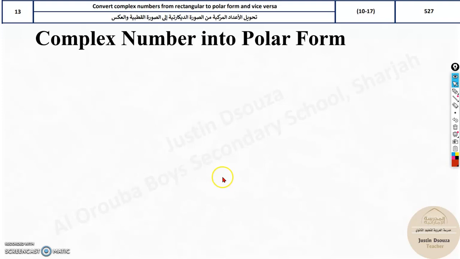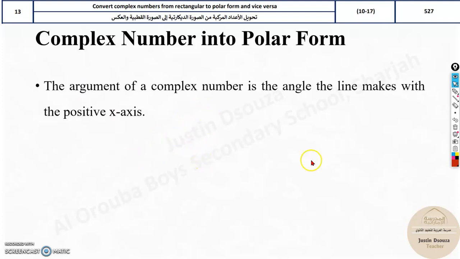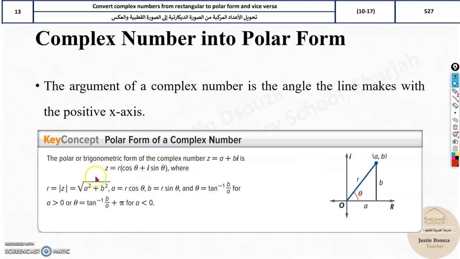The 13th topic is to convert complex numbers into polar form. It is very important to know a few of the basic formulas before we get into the topic. That is the polar form, or the trigonometric form, of a complex number. This is important because z equals r cos theta plus i sin theta. This is how your answer must be.